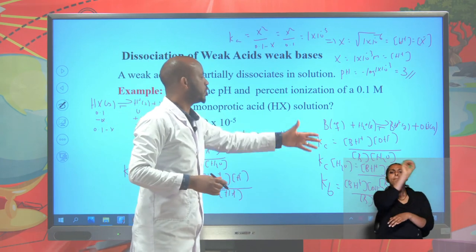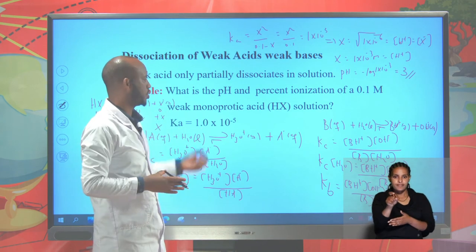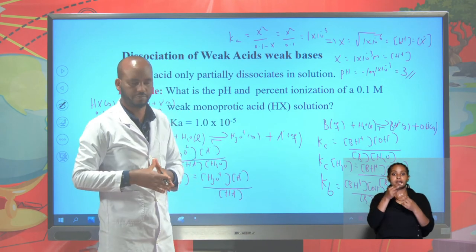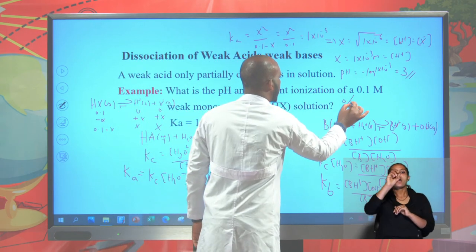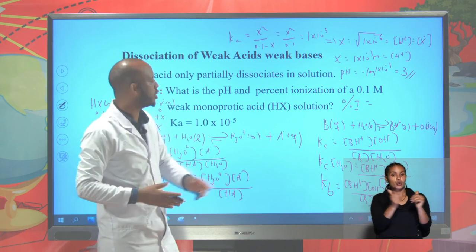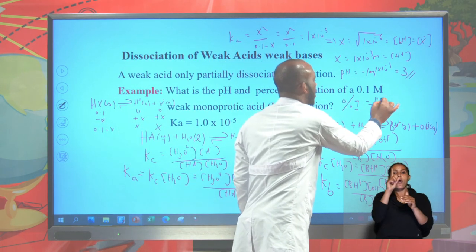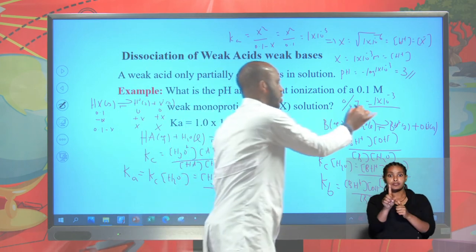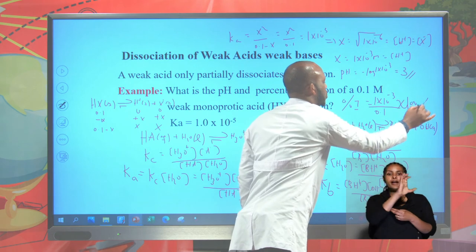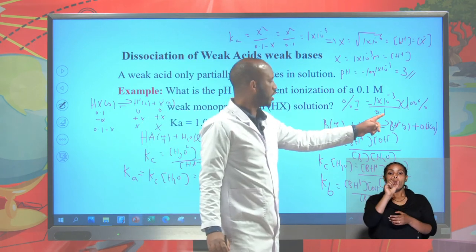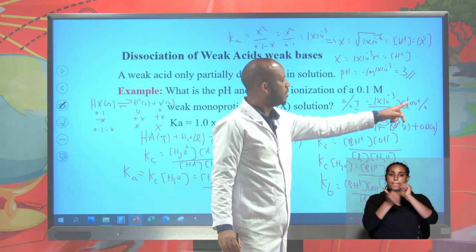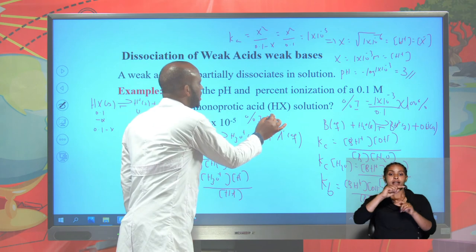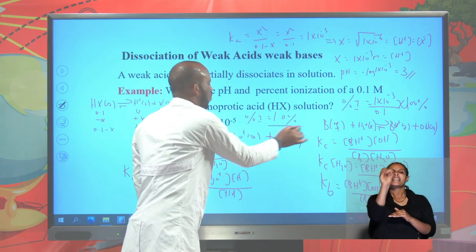What is the percent ionization of this acid? HX has a concentration of 0.1 molar and an acid dissociation constant of 1 times 10 raised to minus 5. As we said, percent ionization equals the amount dissociated, which is X, 1 times 10 raised to minus 3, divided by the initial concentration of the acid, which is 0.1, times 100%. 0.1 is 10 raised to minus 1, so this becomes 10 to the power of 3 times 10 raised to minus 3. Percent ionization of this acid equals 1%.